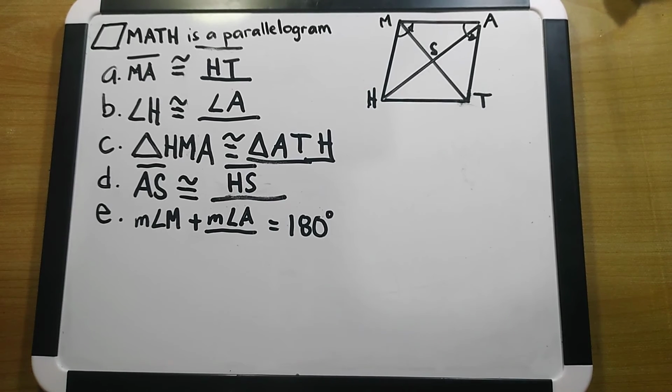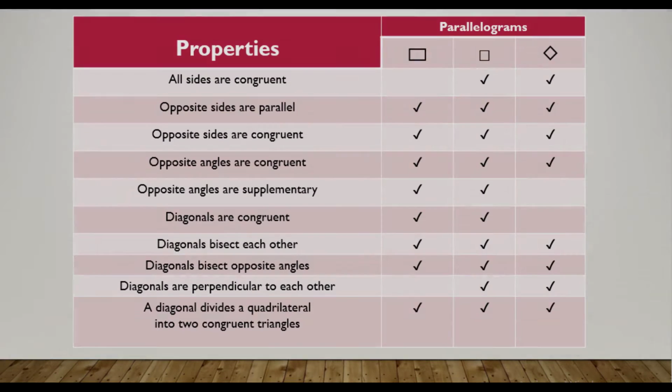And now, we just used all 5 properties to look for the measures of angles, sides, and other quantities involving parallelograms. For our last activity, we have here a table. On the first column, different properties for quadrilaterals are shown. The last 3 columns are provided for each type of parallelogram. The second one is the column for rectangle. The third one is the column for square. And the last one is the column for rhombus. Let us start with the first property.